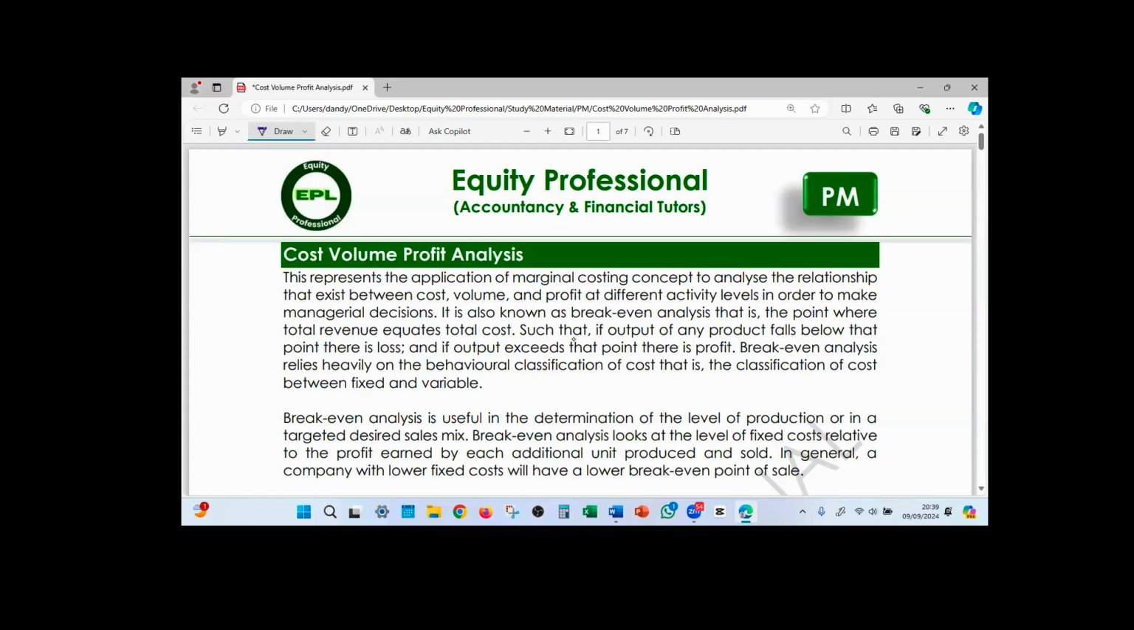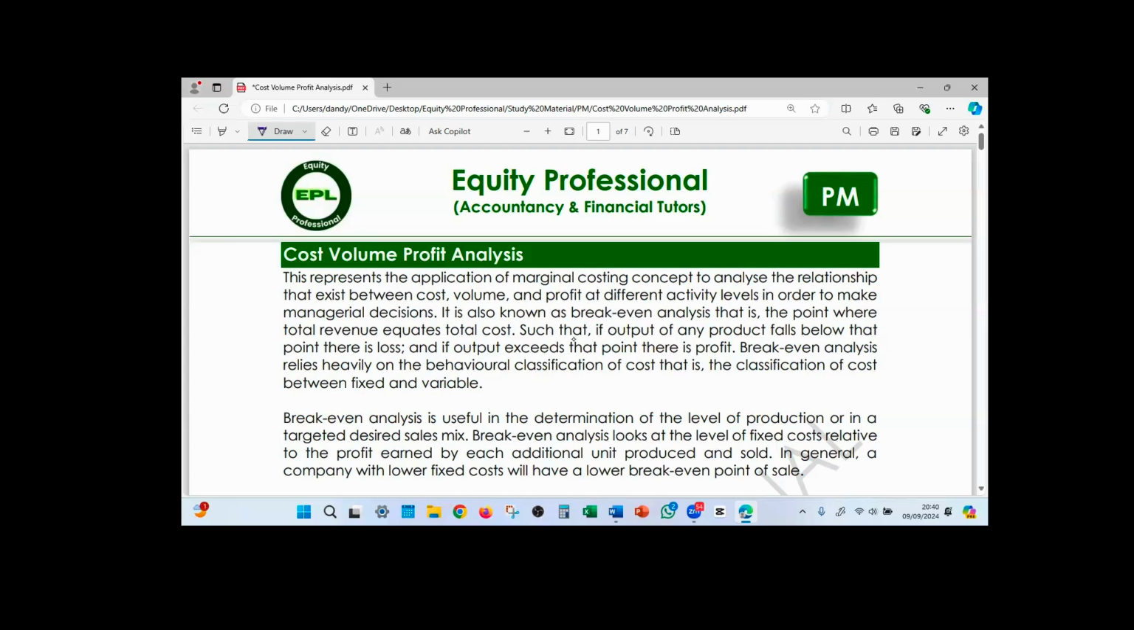Therefore, what do you then understand by CVP? You will remember when we had short-term decisions, I mentioned to you that marginal costing is a technique that is designed to aid managerial decision. And I listed about 8 or 9 areas in which you can apply the marginal costing technique to aid managerial decision. One of the areas that I mentioned to you is CVP analysis. Therefore, what do you then understand by cost volume profit analysis?